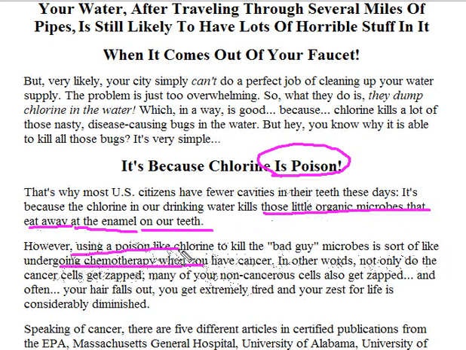Again, you see the strong language he's using. He's comparing chlorine to chemotherapy when you have cancer. In other words, not only do the cancer cells get zapped, many of your non-cancerous cells also get zapped, and often your hair falls out. You get extremely tired and lose your zest for life.